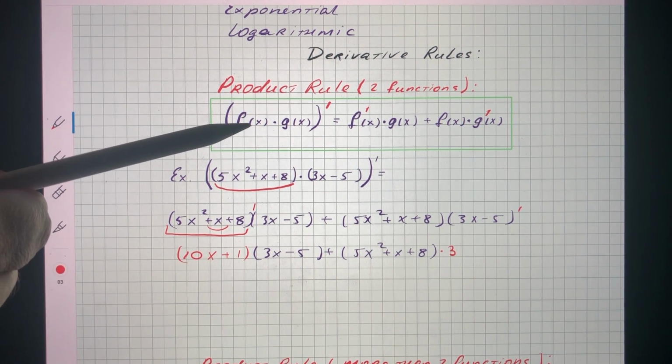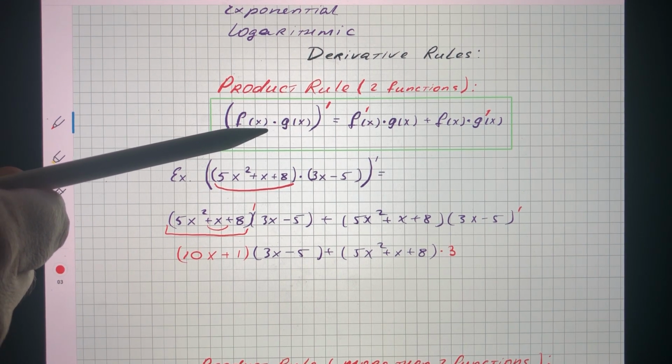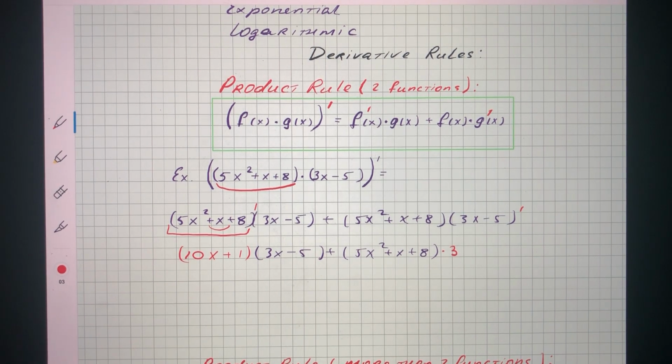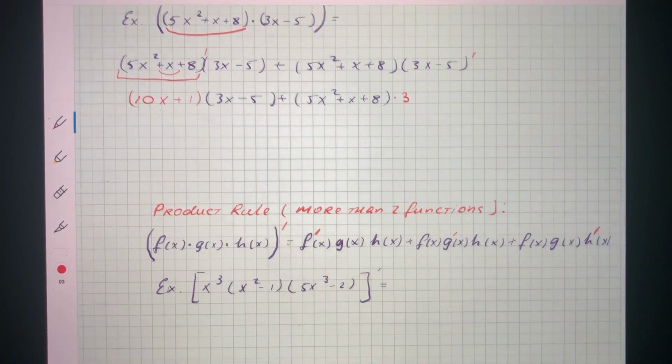Now, we could have more than two functions. It could be 3, 4, as many as we want. And the rule is the same. It simply extends to multiple functions. And here is what it looks like for 3 functions.